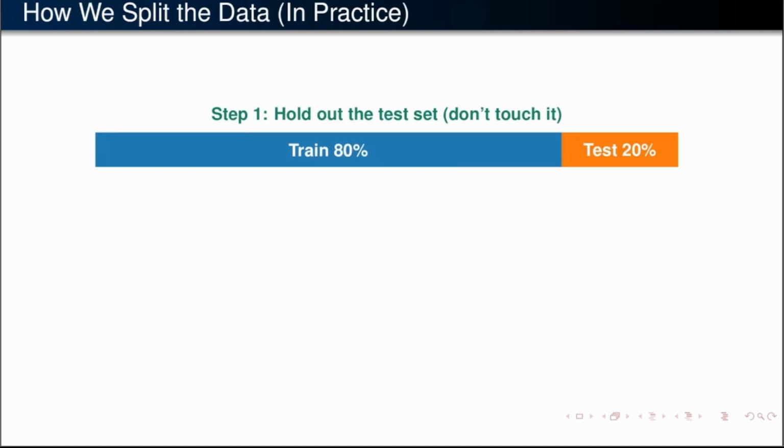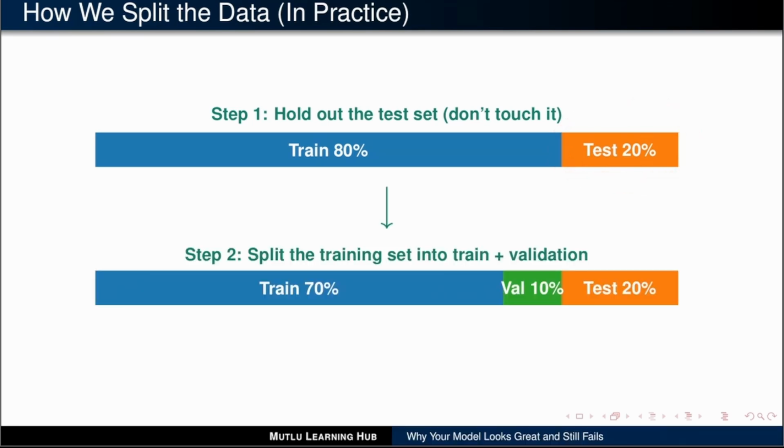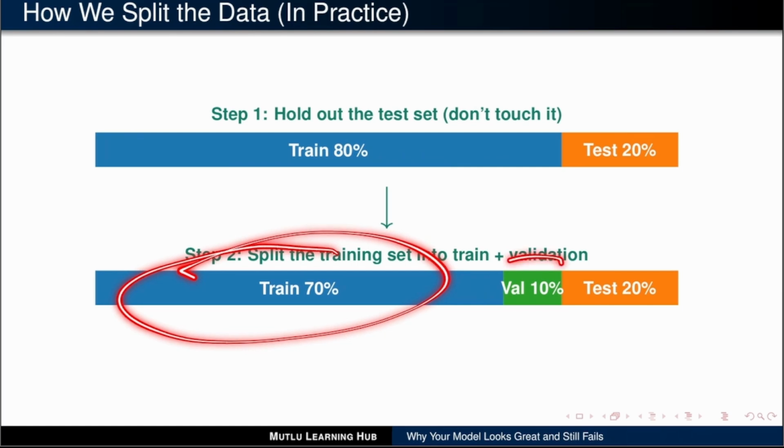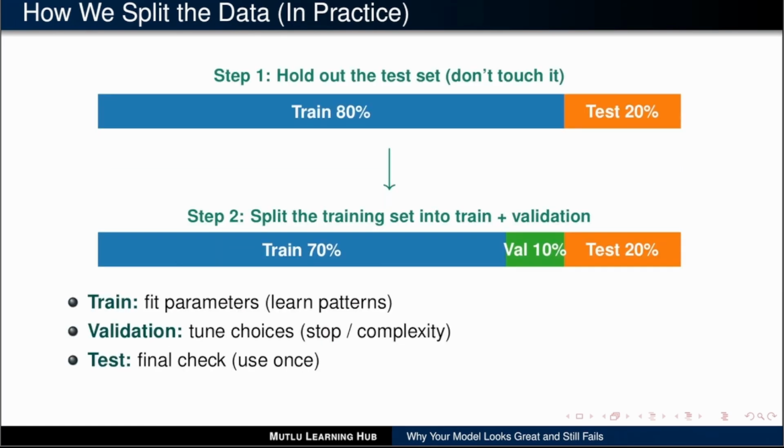In practice, we split data in two steps. First, we hold out a test set and don't touch it. This is our final reality check. Then we split the remaining data into training and validation. Training is where we fit the parameters. Validation is where we make the decisions, how complex the model should be, and when to stop learning. The test set is used once at the end to evaluate true generalization performance.